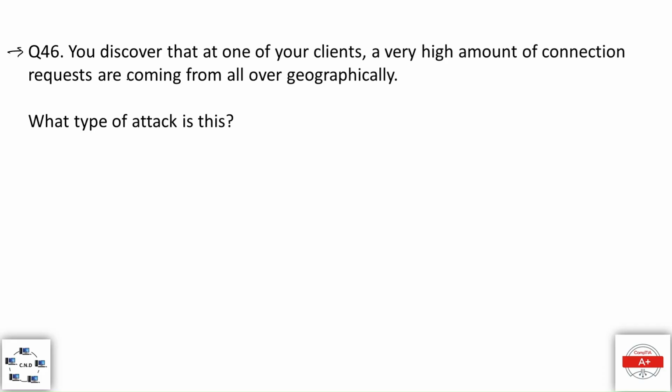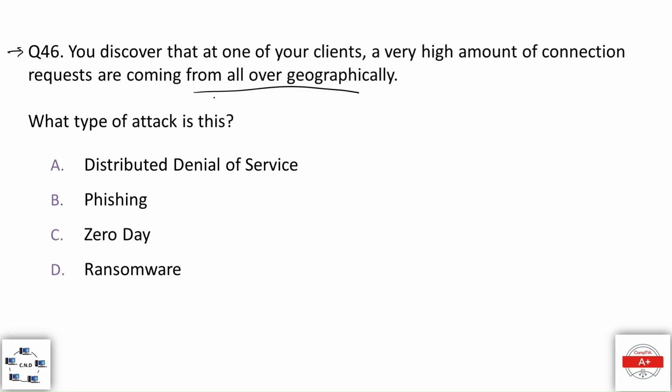Question number 46. You discover that at one of your clients, a very high amount of connection requests are coming from all over geographically. What type of attack is this? And the options are option A, distributed denial of service, option B, phishing, option C, 0-day, and option D, ransomware.